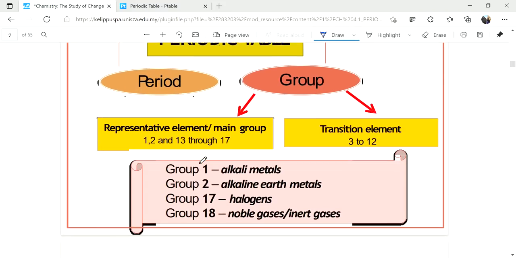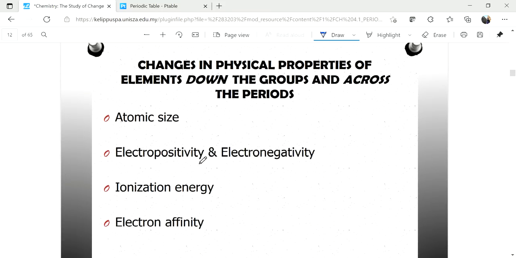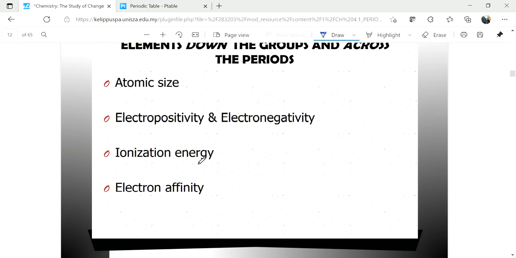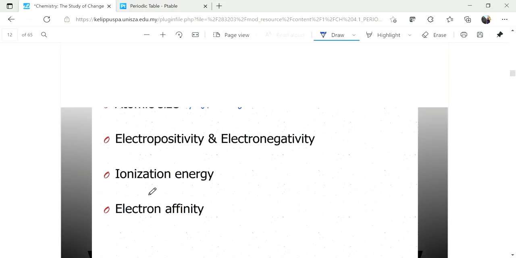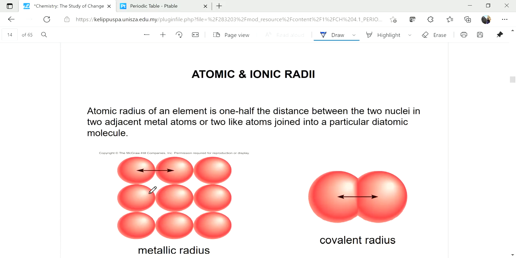And now we go to the trends in the periodic table. We have 4 trends that we're going to discuss. One is atomic and ionic size, electropositivity, electronegativity, ionization energy, and electron affinity. We will discuss each of them. So, atomic and ionic radius.